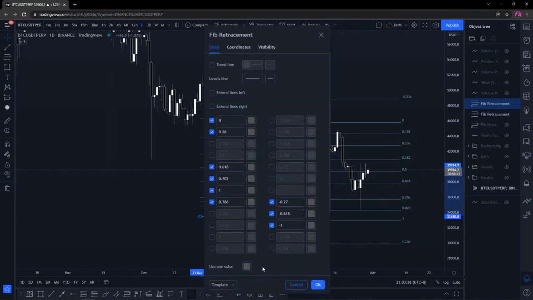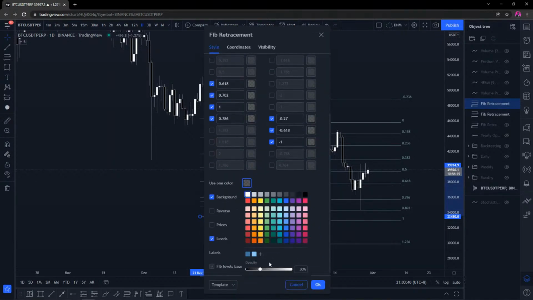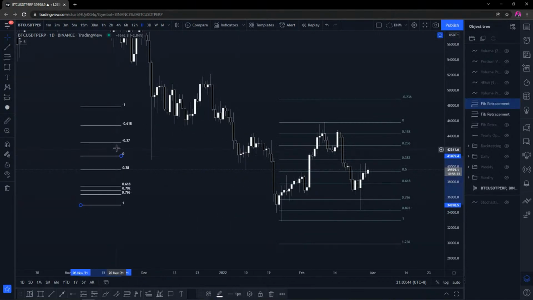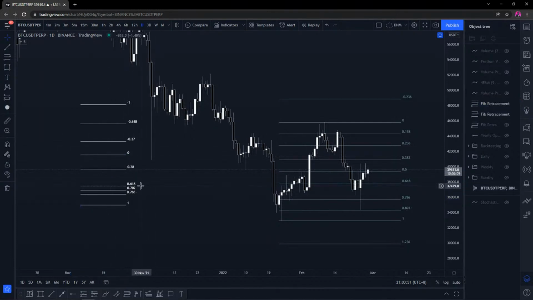Oh, sorry, the background wasn't very bright. All right, so when we have our fib levels over here, we're looking for the 1 up to the 0 when we pull a move, right? We're expecting price to fall back down to the 618, 702, or 786 level.